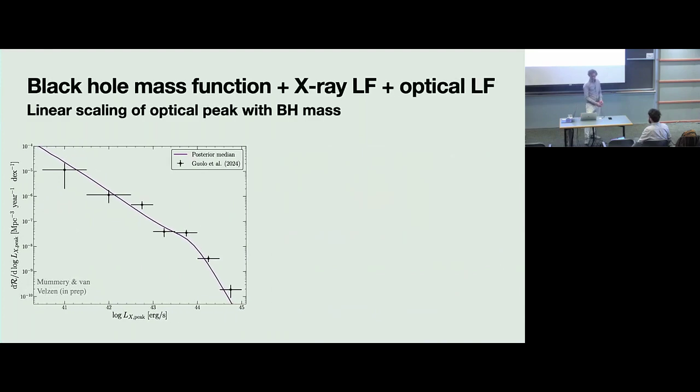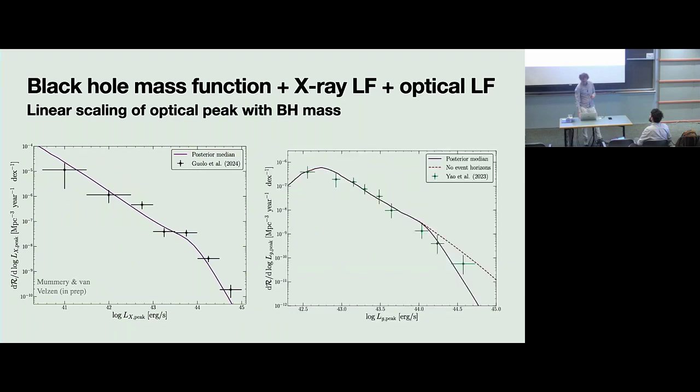And then also, if you say that I have a linear relation between optical peak luminosity and black hole mass, you can also reproduce the optical luminosity function from ZTF only, right? Which is taking all the selection effects into account that could be there. So I think this is really fascinating that maybe with a very simple model, we can reproduce all the luminosity functions.